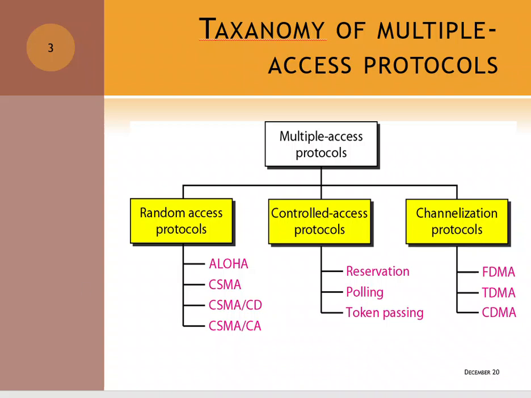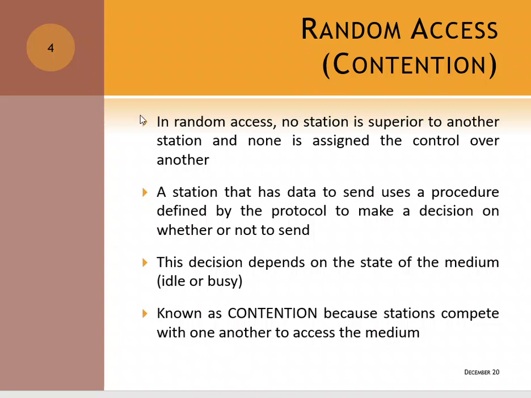The first one, random access protocols. Random access, we call it also contention, maksudnya bersaing. In random access, no station is superior to another station and none is assigned the control over another. Based on the concept of random access, tidak ada station yang berkongsi satu link yang mempunyai ranking ataupun lebih istimewa berbanding stesen yang lain.